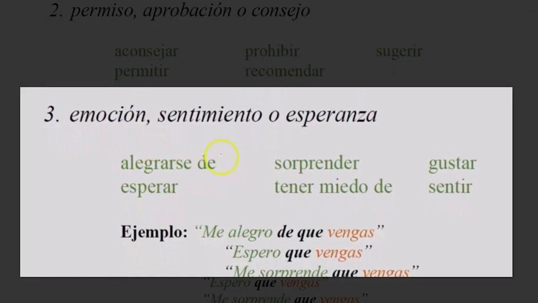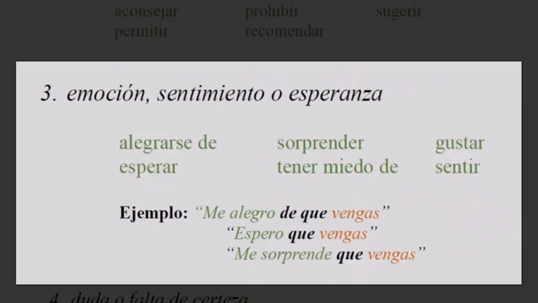So if I'm happy that something is happening, if I'm surprised that something happened, if I would like for something to happen, if I hope that something happens, if I'm afraid or scared that something may happen, if I'm sorry that something happened, the important thing I'm telling you is not just that something happened or will happen. I'm telling you my feeling, my emotion, or my hope about the thing that may happen or may have happened. That requires the subjunctive in Spanish.